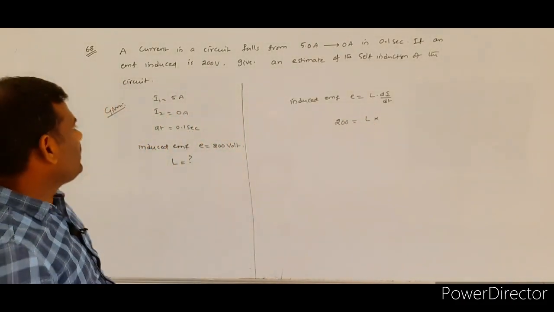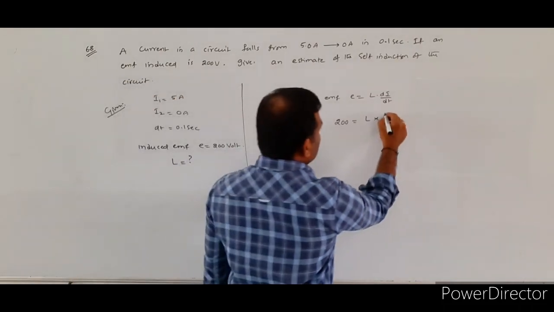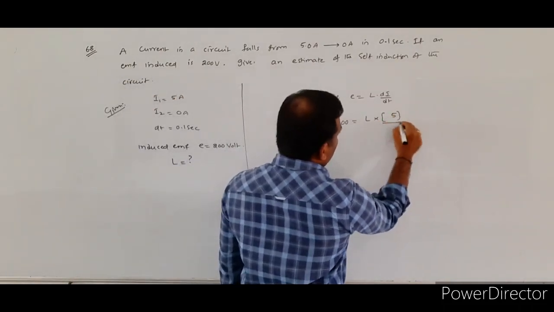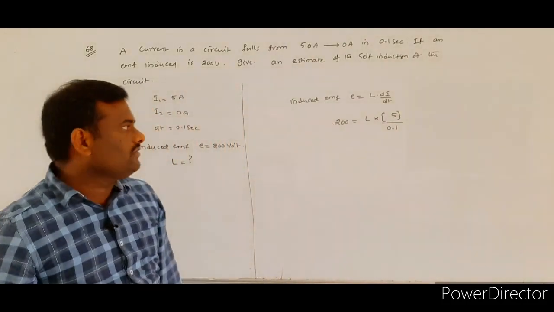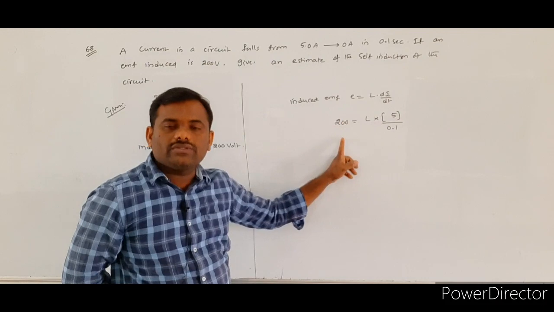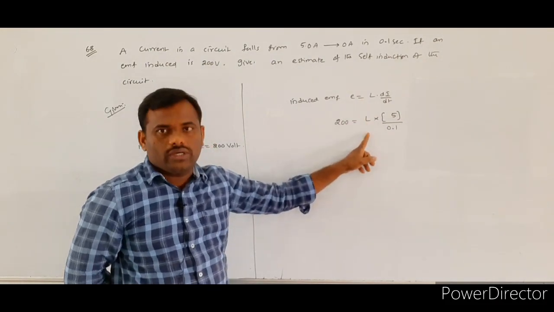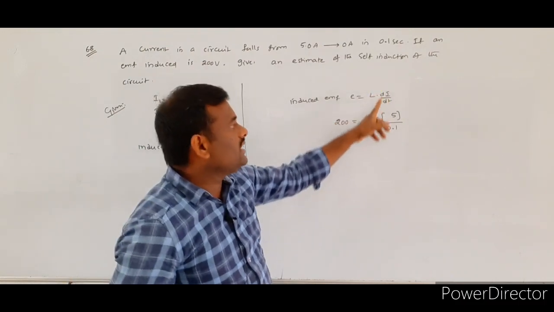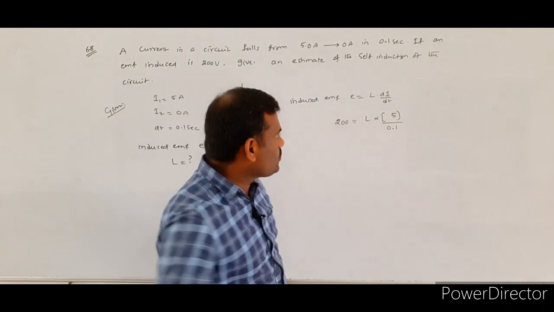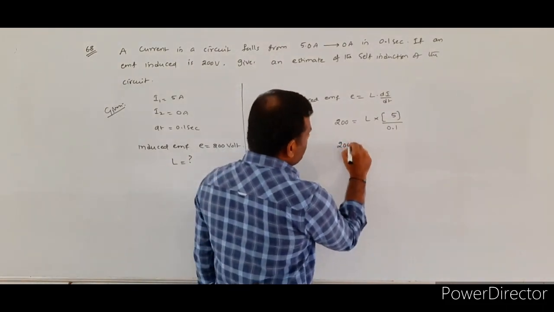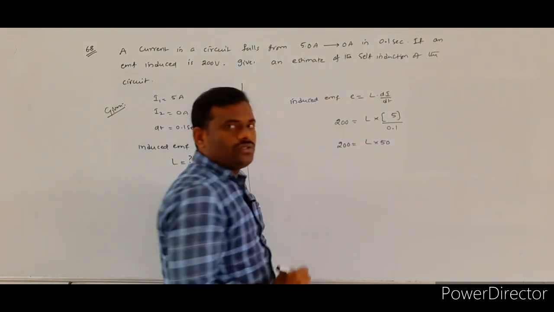So, di means the change in electrical current. That is equal to 5 minus 0, which is 5, and the time interval is 0.1. They gave the induced EMF value, that is 200. We are going to calculate the L value. Change in current is 5, time interval is 0.1. So 200 is equal to L into 50.